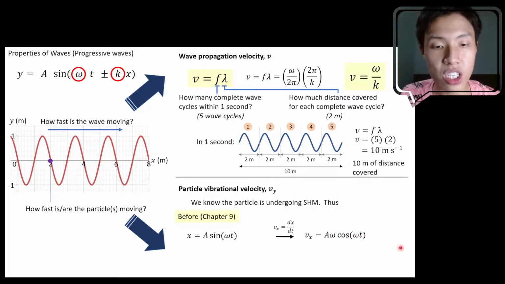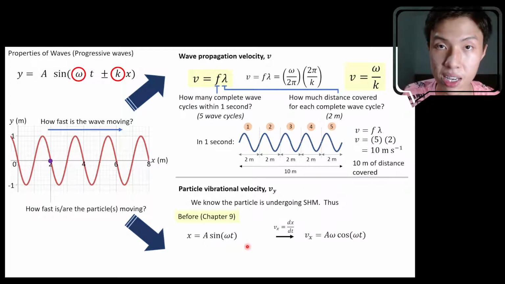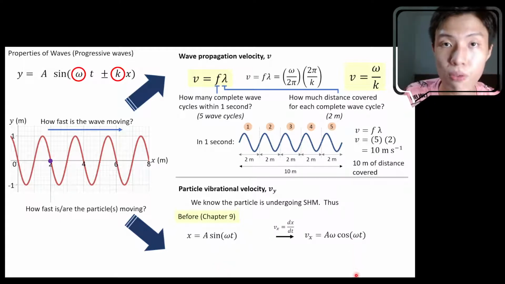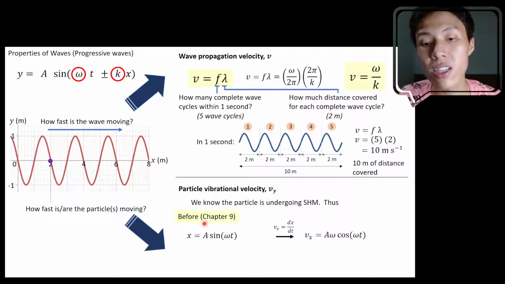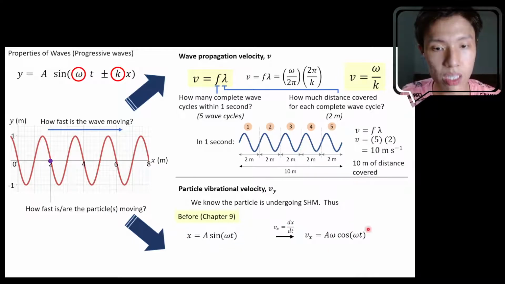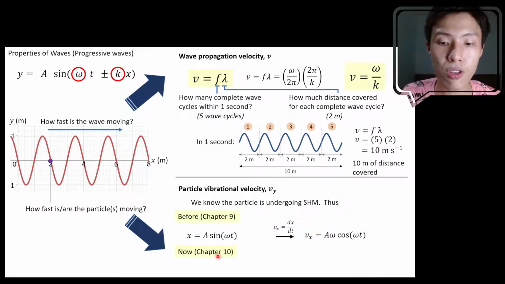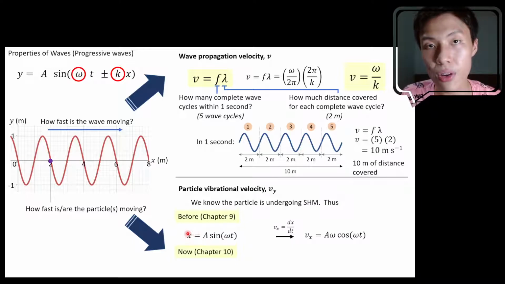This is what you learned in chapter 9, and you know that there are many versions. There's a cos omega t as well, there's negative a sine omega t as well, there's negative a cos omega t as well. So if your displacement equation is different, then when you differentiate, you get a different equation for velocity. It depends on what your displacement equation is. So that's chapter 9.